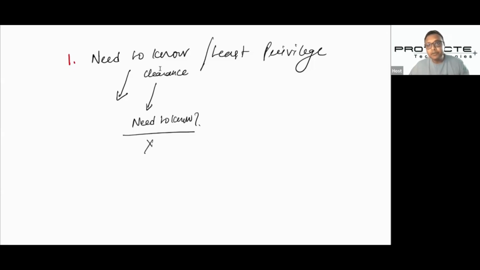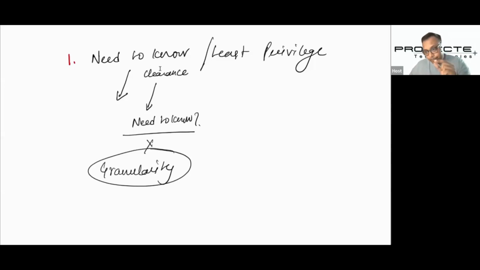Many times in organizations, when we are providing access, what we do, we provide all the access, right? And that is the granularity at which you need to go whenever you are giving access. The need to know basis is the fundamental concept by which you grant access. Similarly, is the least privilege. Whenever you are giving some access, you ensure that you give the minimum access levels, minimum privileges.